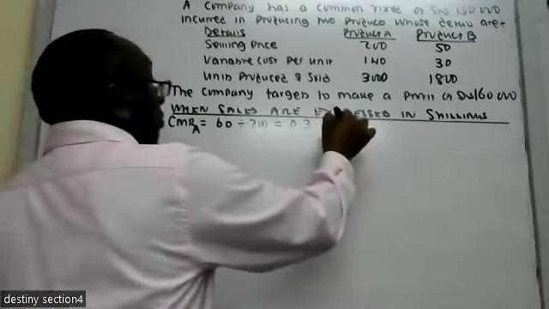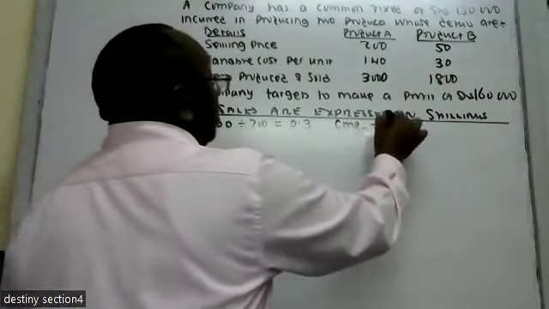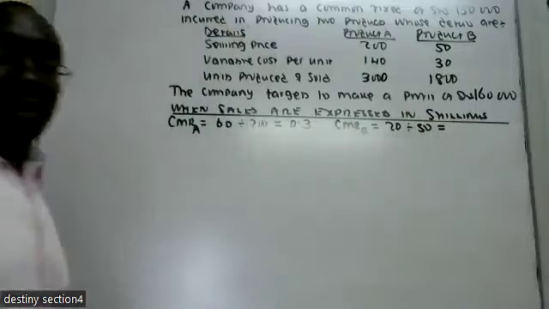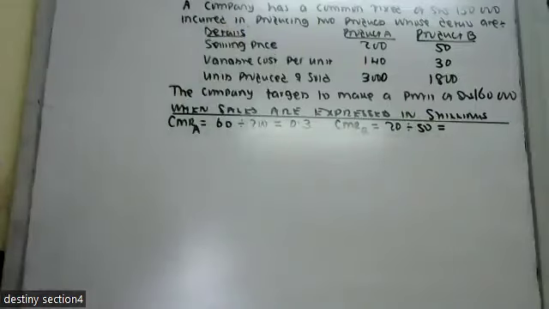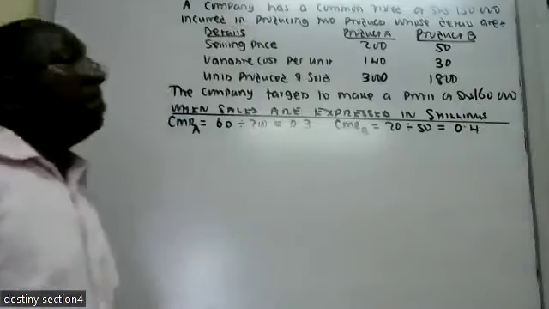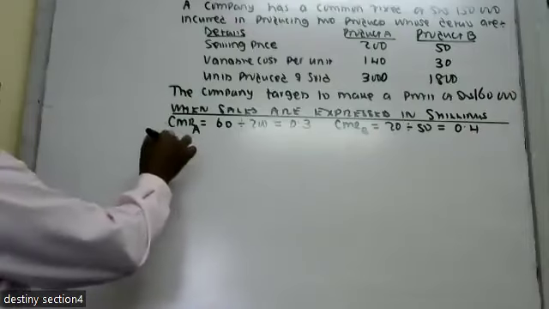0.3. Then the contribution margin ratio for B, it is 20, you divide by 50. The contribution margin divided by the selling price. You get 0.4. The next thing is to get the revenue of A.